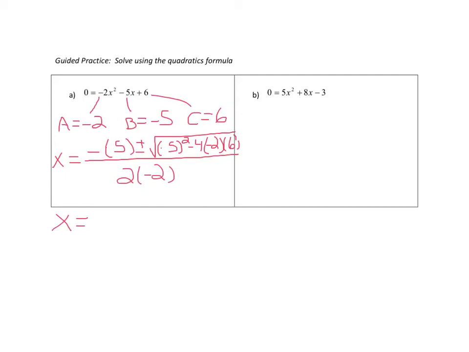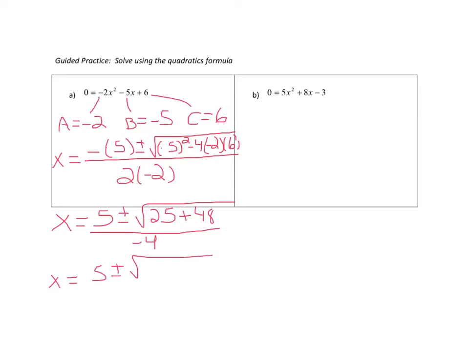So x equals a negative negative 5 is just plain old 5, plus or minus the square root. Negative 5 squared is 25. And then we have a negative 4 times a negative 2 is a positive. 4 times 2 is 8 times 6 is 48. All over 2 times negative 2, which is negative 4. x equals 5 plus or minus the square root. 25 plus 48, so 8 and 5 is 13. And then 4 plus 1 is 5 plus 2 is 7. All over negative 4.